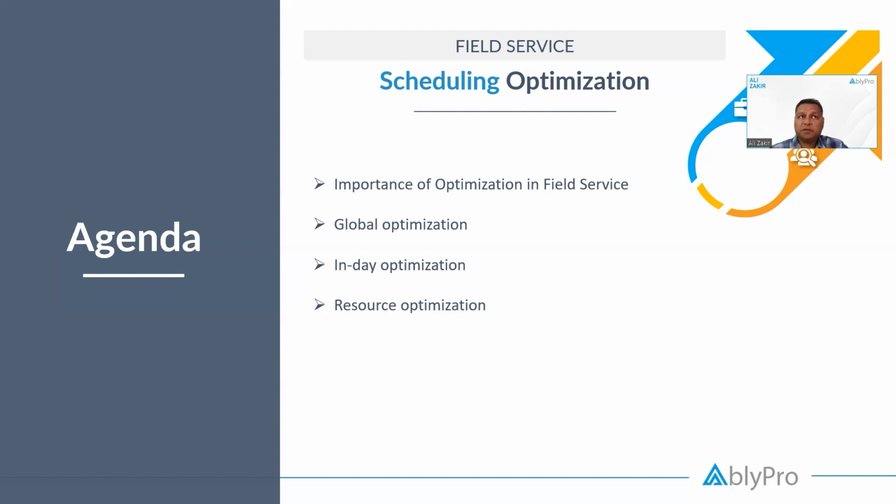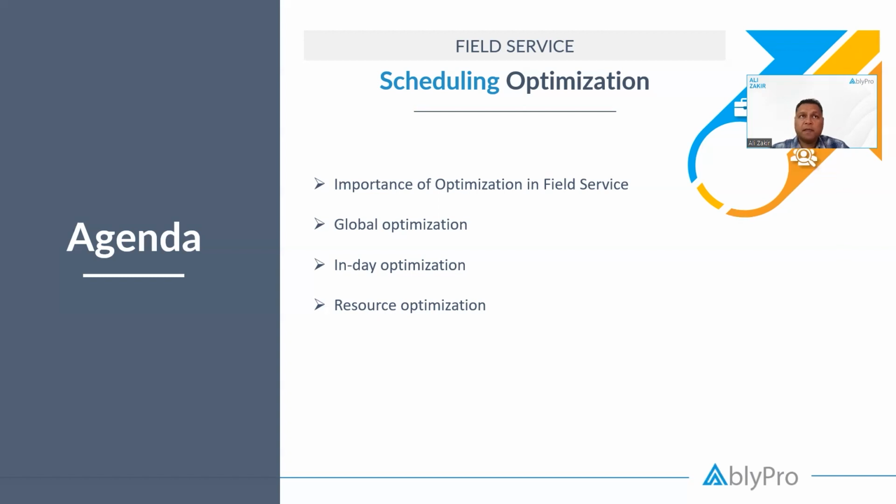So the field service optimization tool does the work for you by generating an optimal schedule according to your company's priorities and constraints. So within field service, there's three main types of optimization. One is global optimization, the other is in-day optimization, and the other one is resource optimization, and that's specifically for an individual field technician, a resource that you have. So those are the three main types.